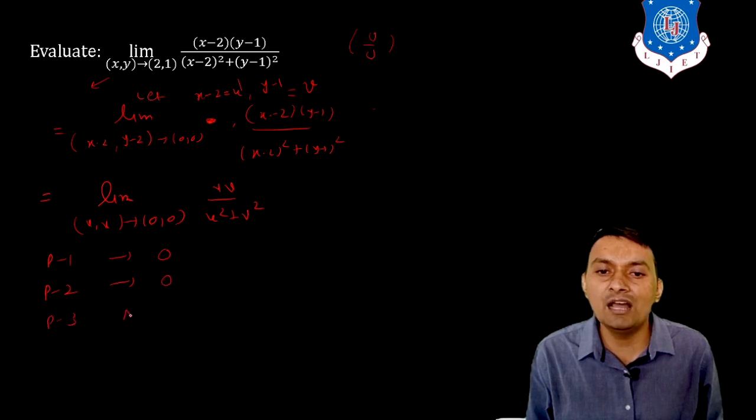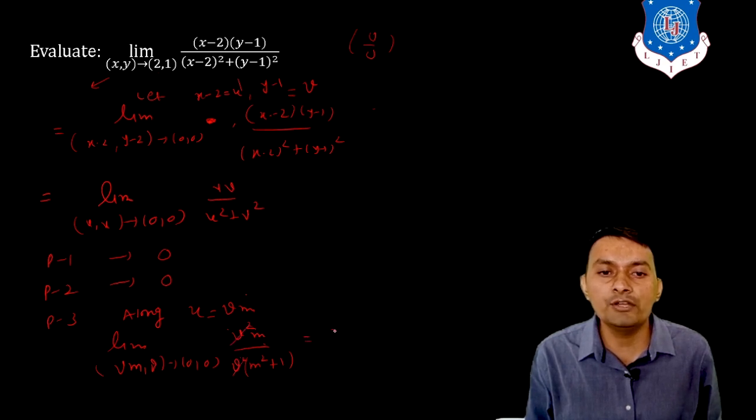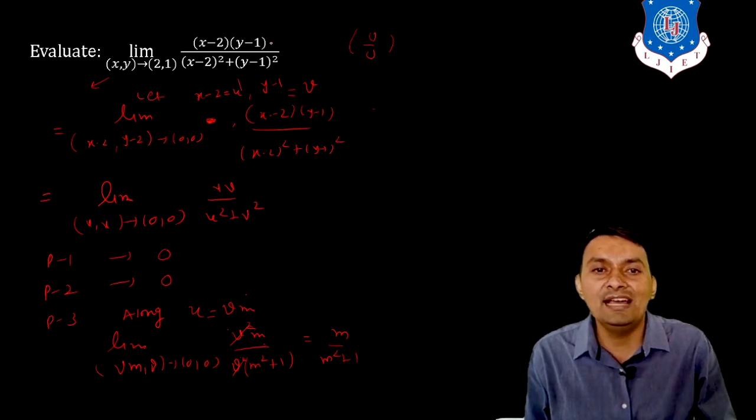Path number 3 is along u equal to mv. In that case, what can we say? Limit v tends to 0, u is equal to mv, and again v is there, so v square m, divided by v square m square plus v square. I just take v square common, so v square will be eliminated. What are we going to get? m divided by m square plus 1. That means this answer depends on different values of m. That means we can say that the limit does not exist, and hence we conclude that this limit does not exist.